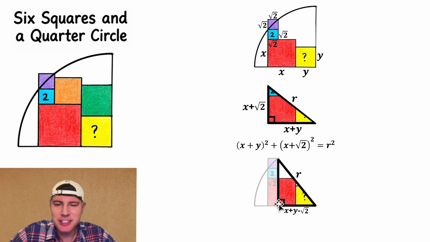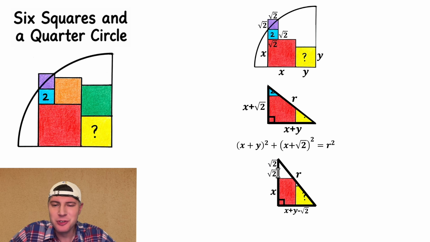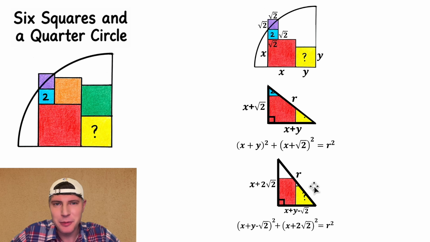And then for the height of the triangle, this is equal to x, this is equal to root 2, and this is also equal to root 2. Root 2 plus root 2 is equal to 2 root 2, so the side length is equal to x plus 2 root 2. And now we can write another equation using the Pythagorean theorem.